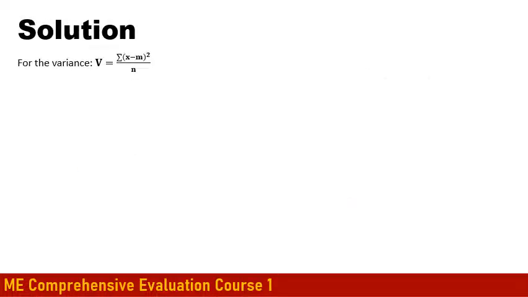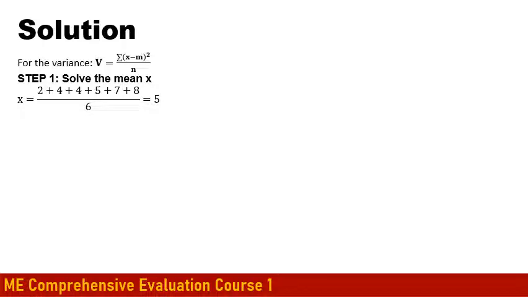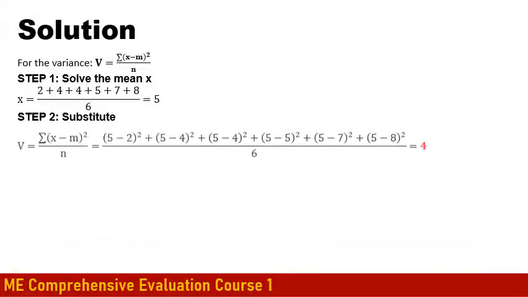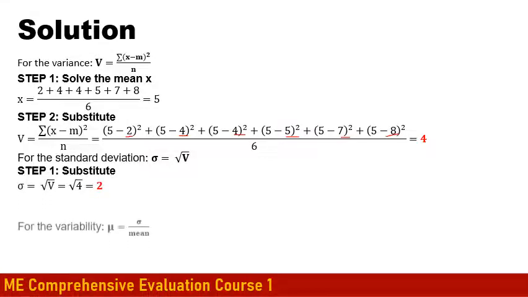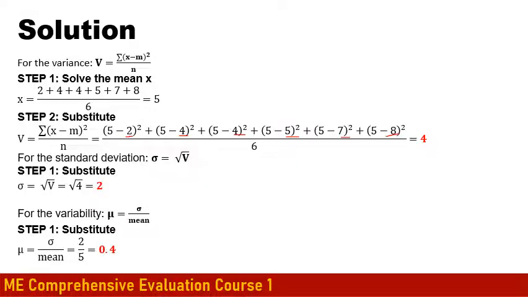For the variance, we will use the formula that you can see flash on the screen. First, we have to solve for the mean, and that is just the sum of the numbers in the data set divided by the total numbers, and that is equal to 5. We substitute these values in our formula. Since we have here a summation, we're going to substitute all of the values of the data, which are 2, 4, 4, 5, 7, and 8, and we divide them by the number of samples, which is 6. Thus, we have the variance as 4. For the standard deviation, it is just the square root of the variance. Thus, we have 2. For the variability, it is just the standard deviation divided by the mean, and that is 0.4.